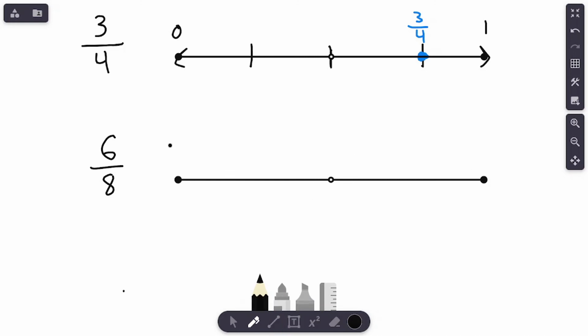The first way is you can draw another number line and do the same exact thing. So that's exactly what I'm going to do here. I'm going to draw another number line, and I'm going to do the same exact thing and kind of compare the two and see if they are equivalent fractions. So the denominator says I have 8 equal sections, so here we go.